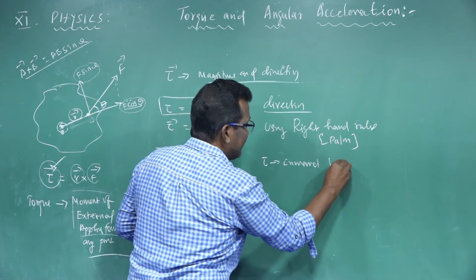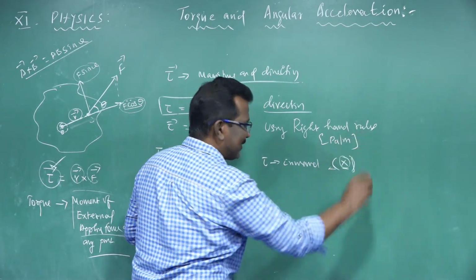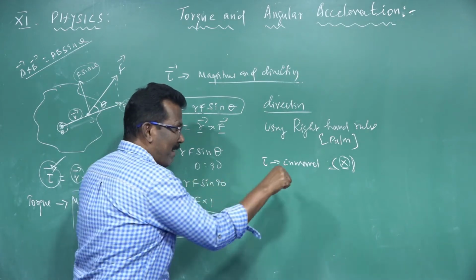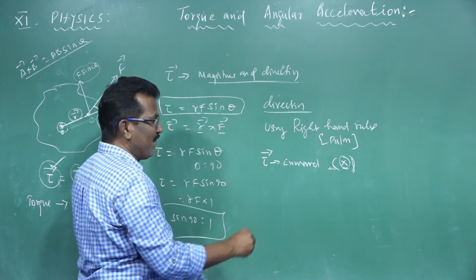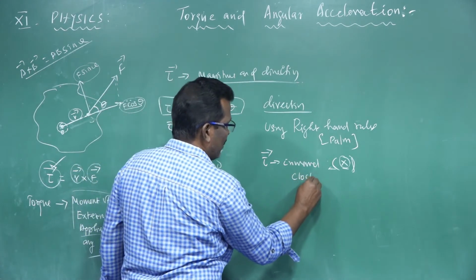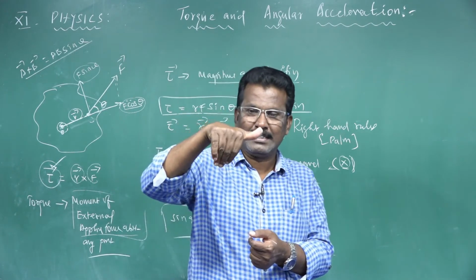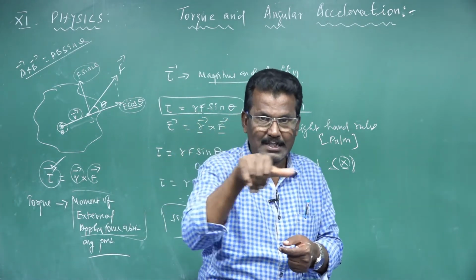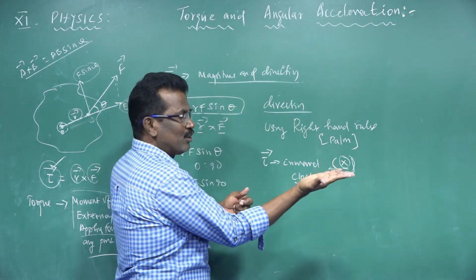Torque inward is generally denoted in physics by a cross. Cross means the torque is into the page. Torque is inward if it is clockwise. So the fingers are clockwise, that's the force, that's the position vector, and the torque moves inward.